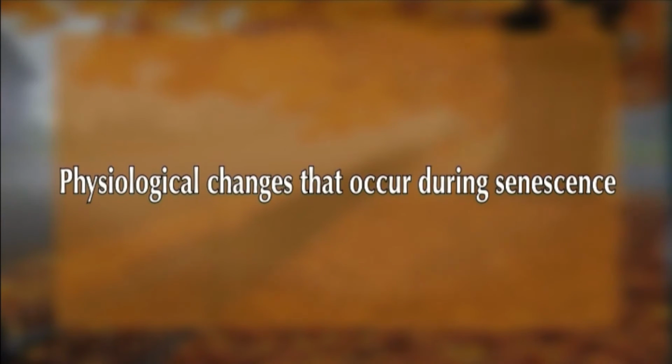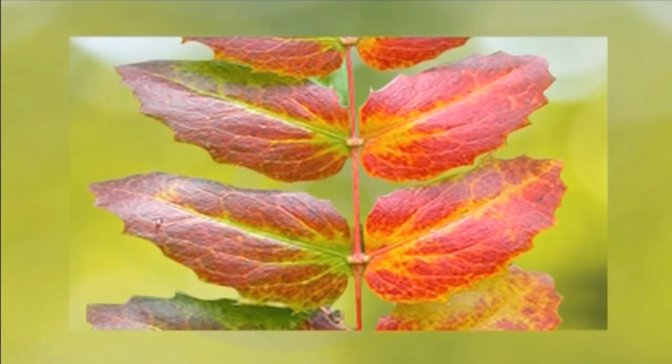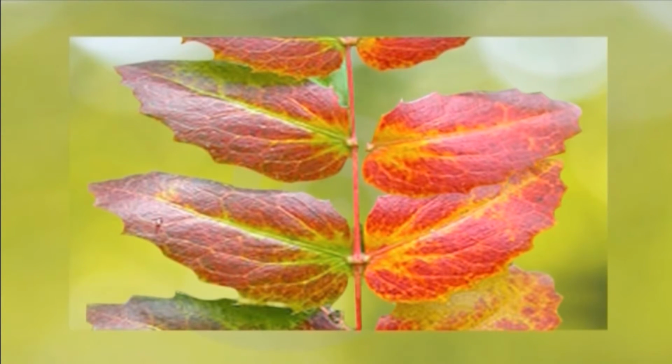Now, what are the physiological changes that occur during senescence? The entire physiological processes decline during senescence and a multitude of changes lead to death. In this respect, most of the biochemical work deals with changes occurring in the leaves either as detached organs or attached in whole plants. The effects of senescence on different metabolic processes are: number 1, photosynthesis.